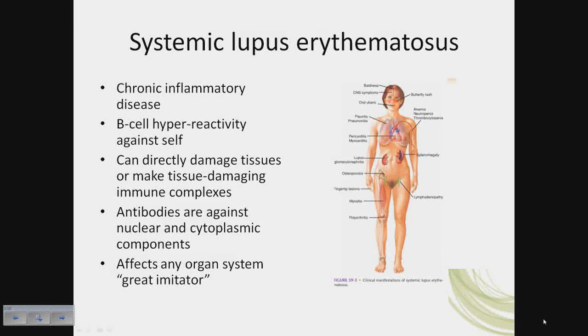The antibodies produced are actually against nuclear and cytoplasmic components. And systemic lupus erythematosus is called the great imitator because it affects any organ system. So it's a chronic inflammatory disease that affects many systems, and the initial manifestation is a red rash around the nose and mouth, and it looks almost butterfly-like, like a butterfly mask on the patient's face.